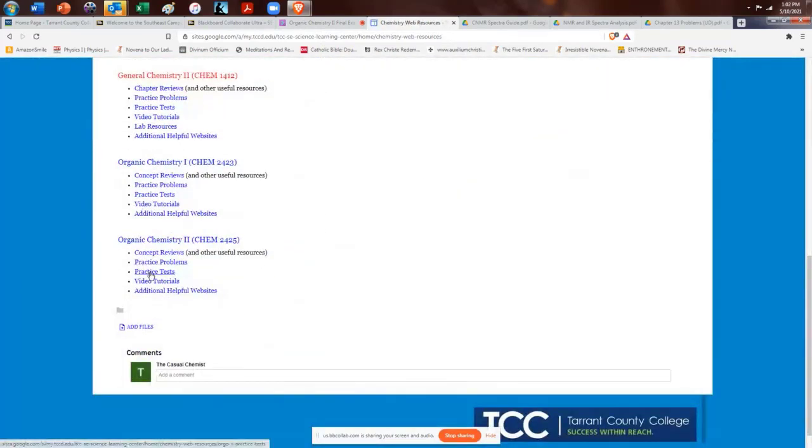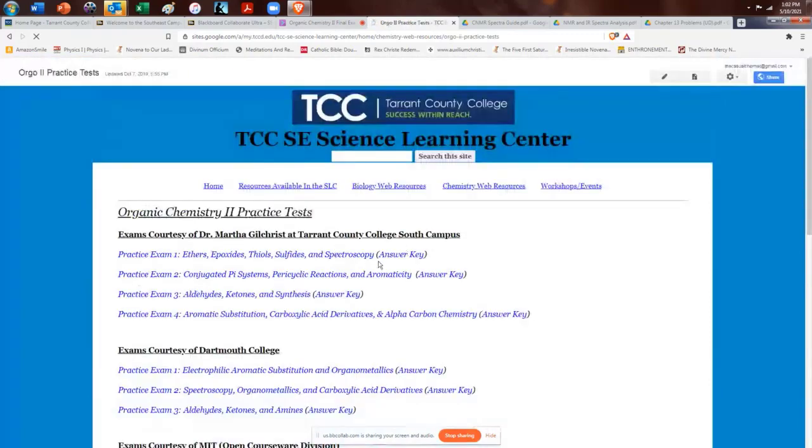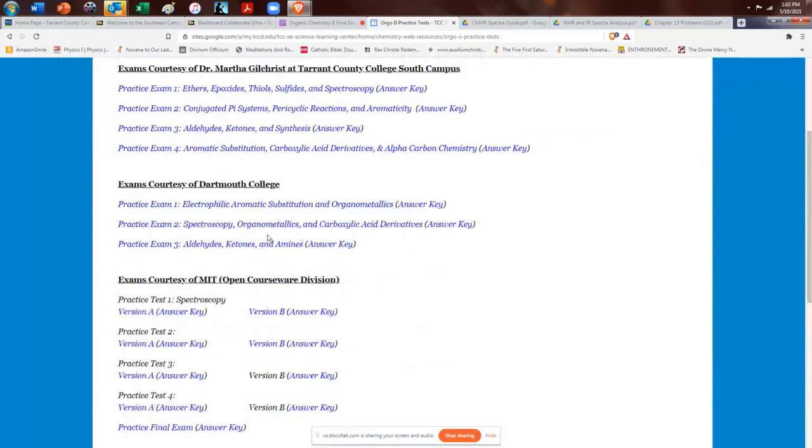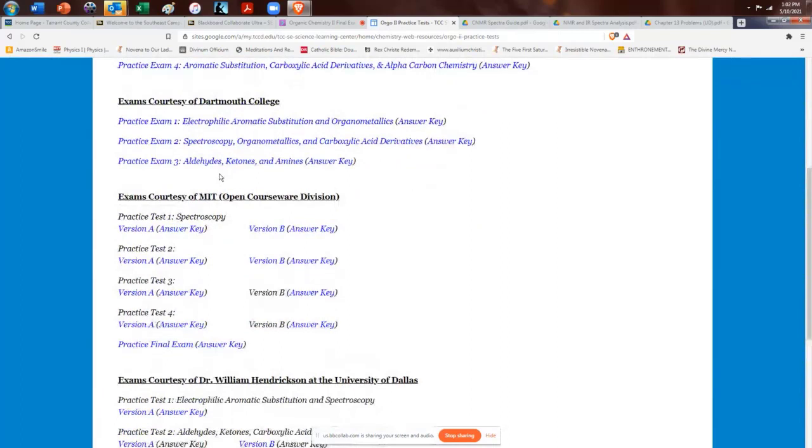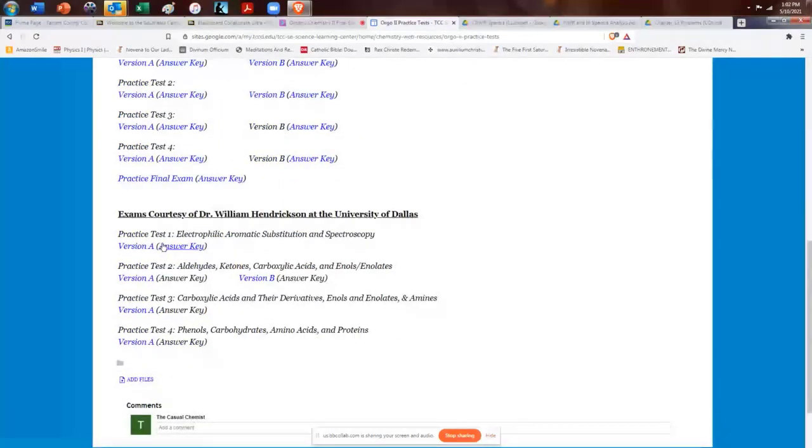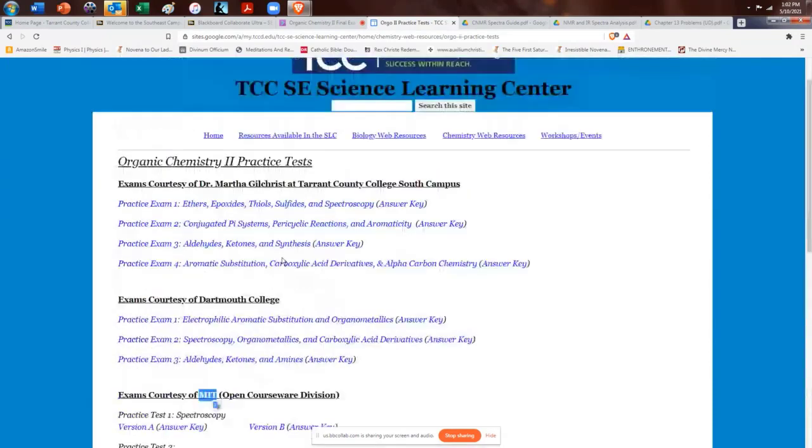Furthermore, there are also practice tests, which I do have answer keys for. Practice tests from Dr. Gilchrist. There's Dartmouth College ones, so not necessarily covering exactly the same thing, but the same types of things, just maybe not in the same depth. But you'll see some useful things there. There's also MIT OpenCourseWare stuff, which is pretty useful as well. And there are also some answer keys. I actually have to finish the answer keys for some of these, but there's one on electrophilic aromatic substitution and spectroscopy, and I have the full answer key here. So that one's a really good one to look at.